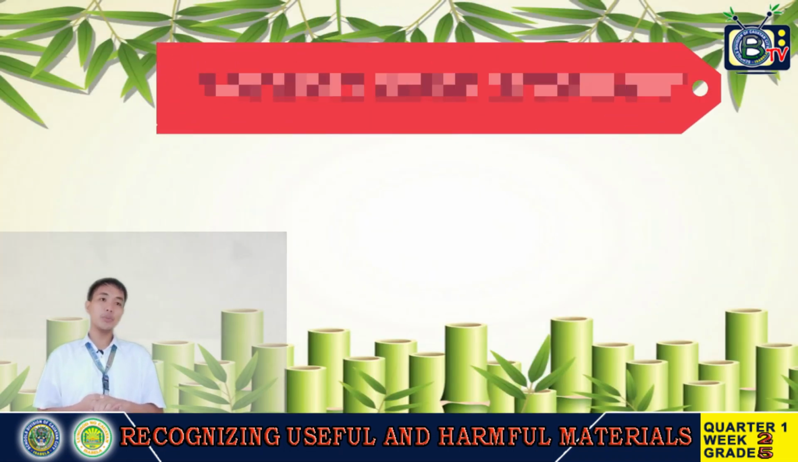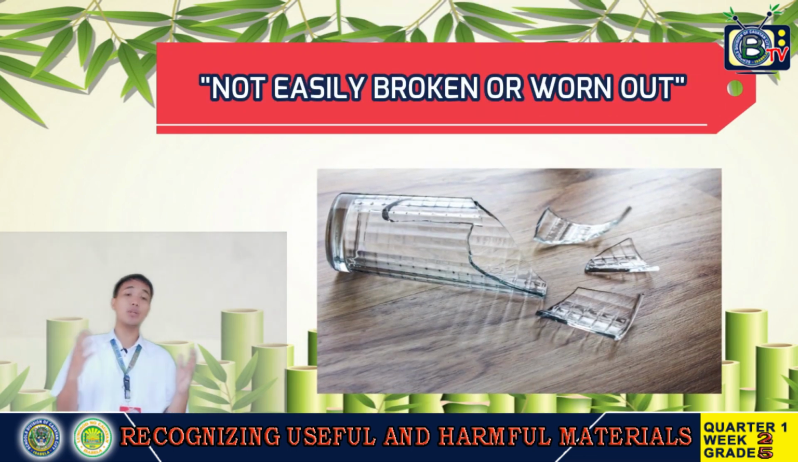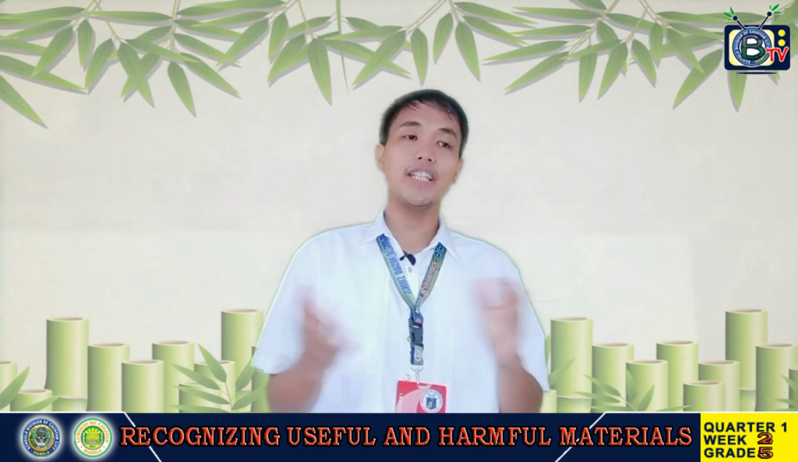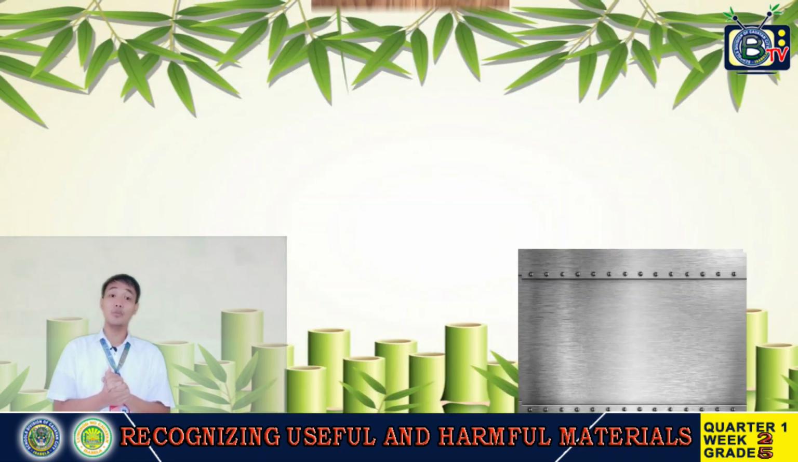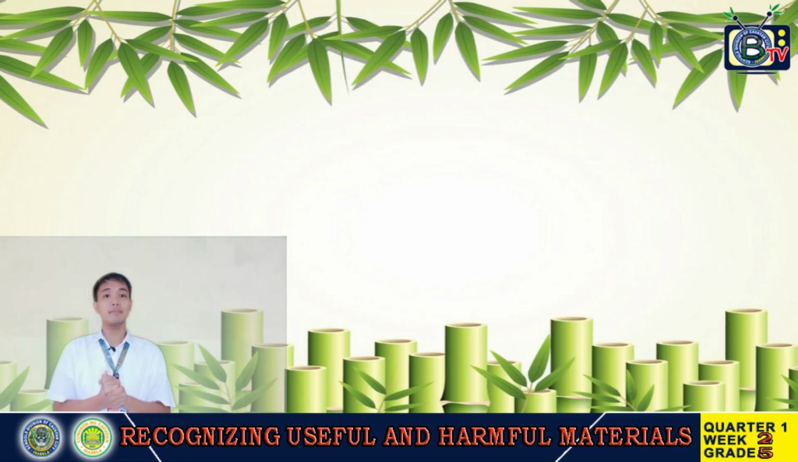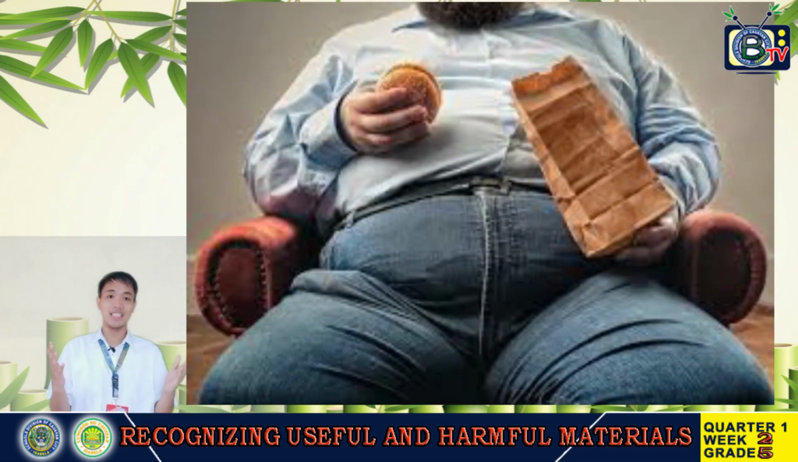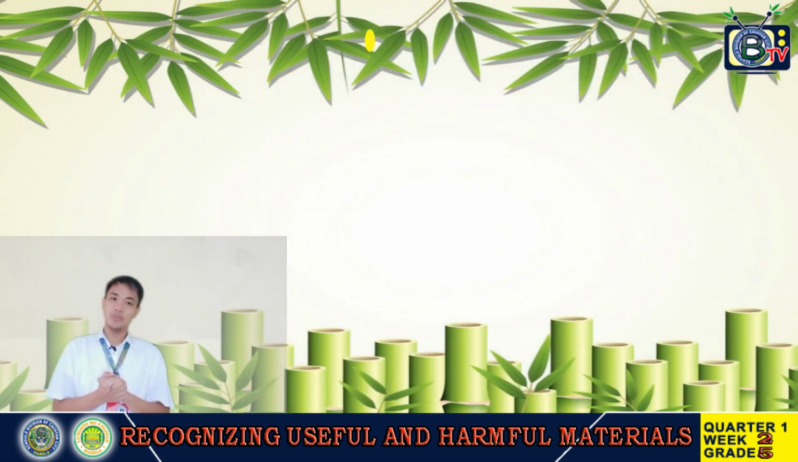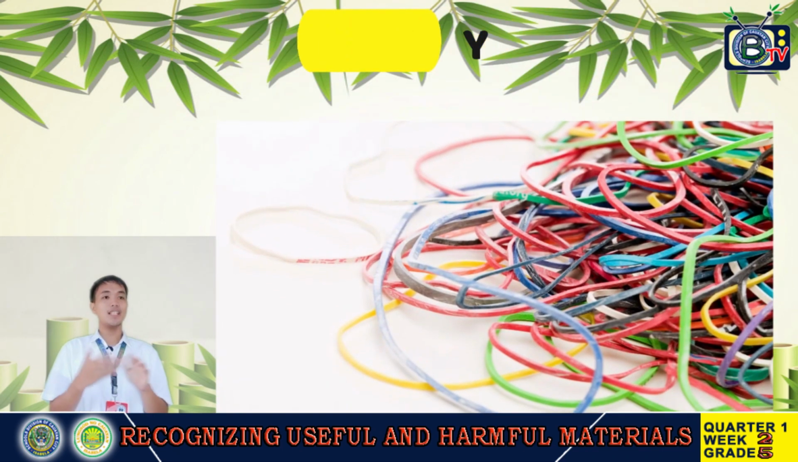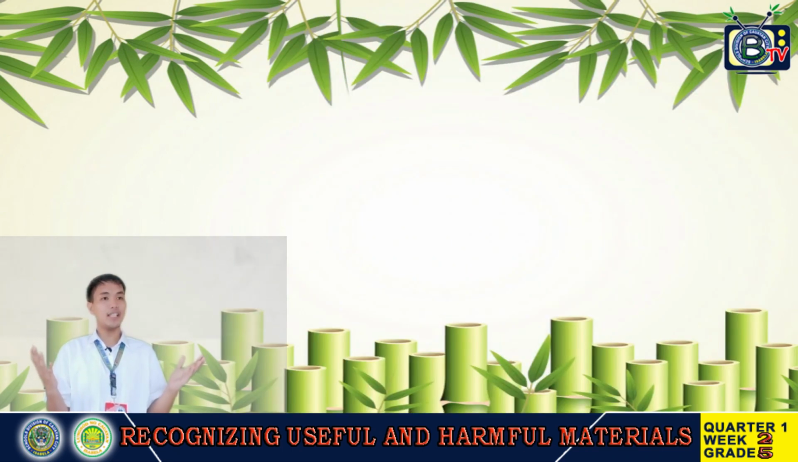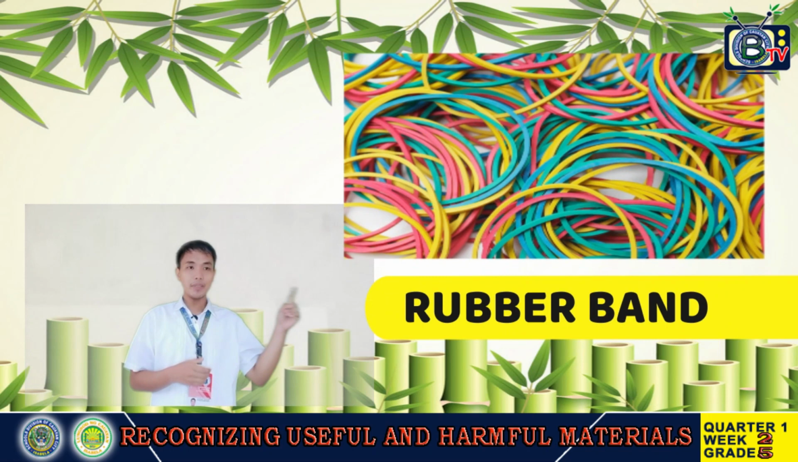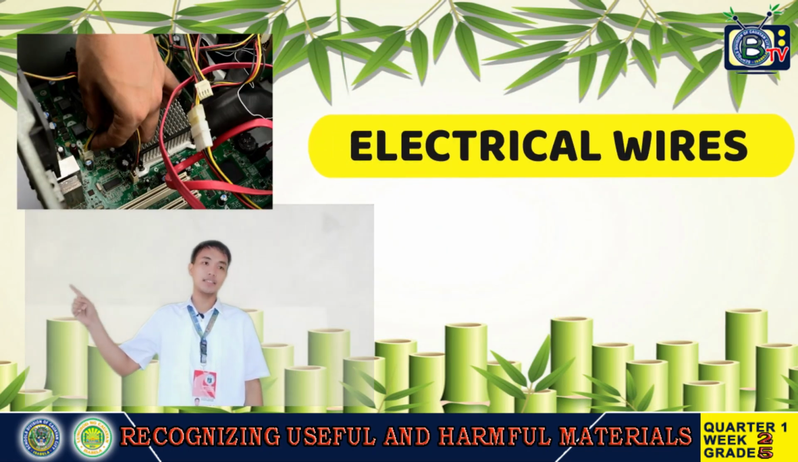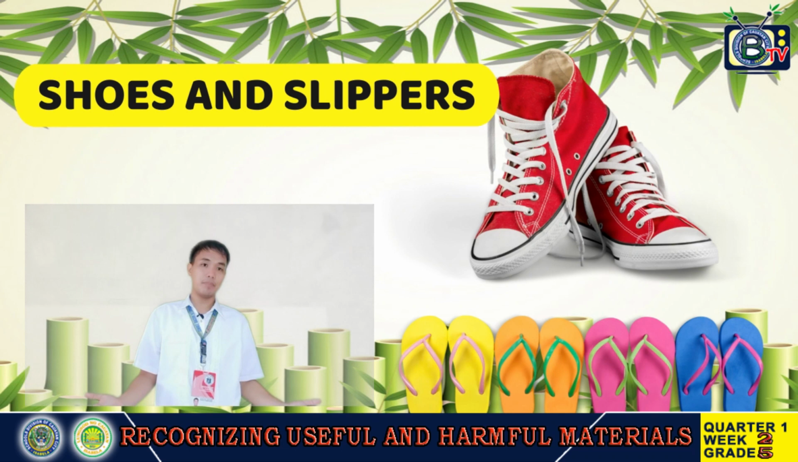It is durable when it is not easily broken or worn out. For example, furniture. Why do you think furniture are made up of wood or metal rather than paper? It is because it is durable to carry us. Then number two, flexibility. It is the ability or property of material that is easily bent without breaking, such as a rubber band, electrical wires, our shoes, and slippers.